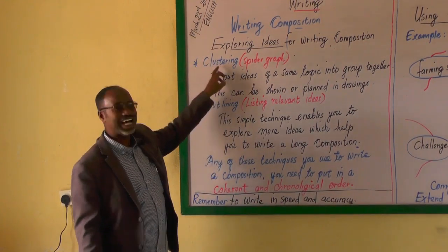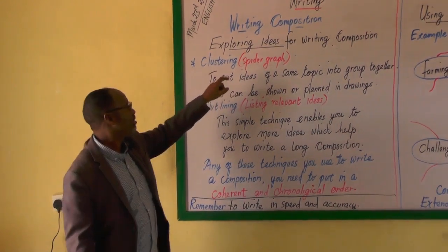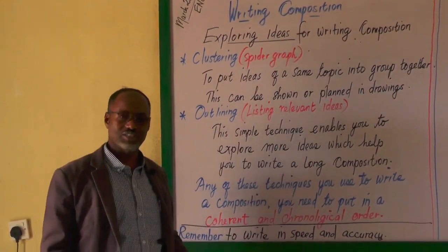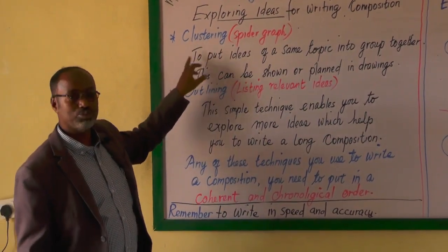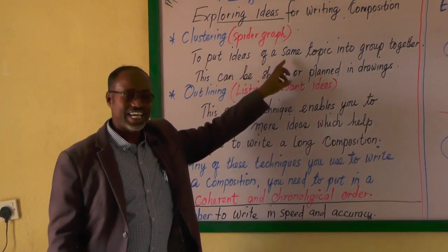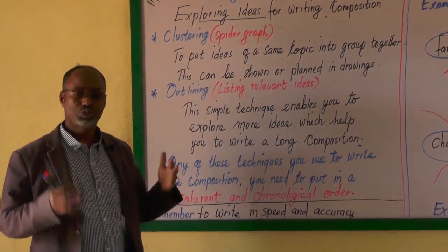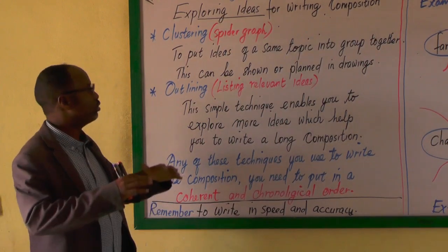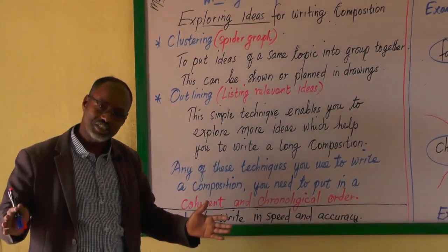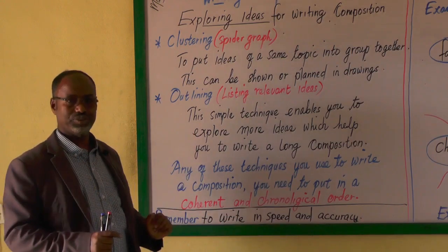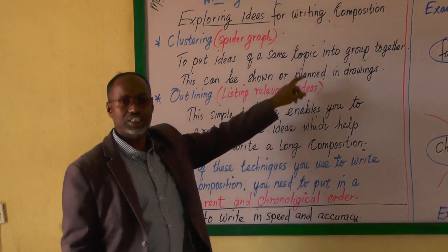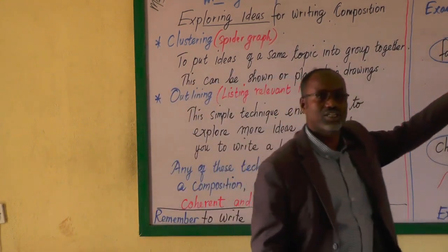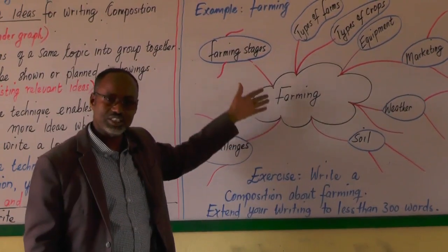The first one is clustering, or a spider graph, as some people call it. Clustering is to put ideas of the same topic into a group together, to put ideas, sentences, together. Well, this can be shown or planned in drawings, as you can see in this diagram, this graph, this drawing.